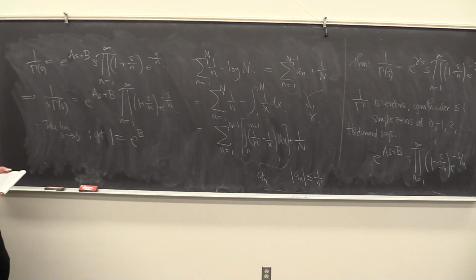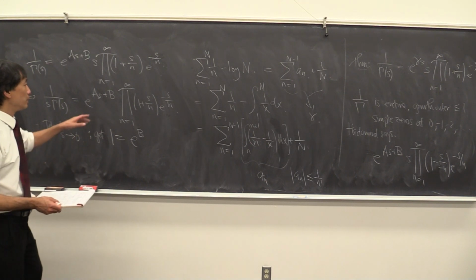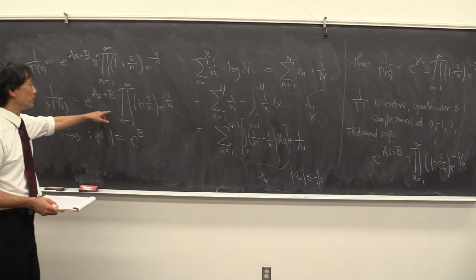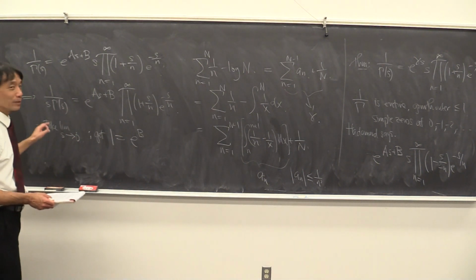Why are we allowed to switch the order of the limit as s approaches 0 and the limit that is inherent in the infinite product? That is, there's a uniform convergence that occurs. Okay, yeah, so that's actually okay.